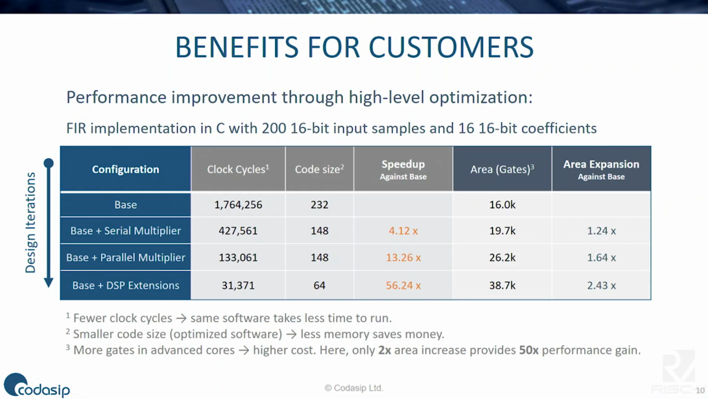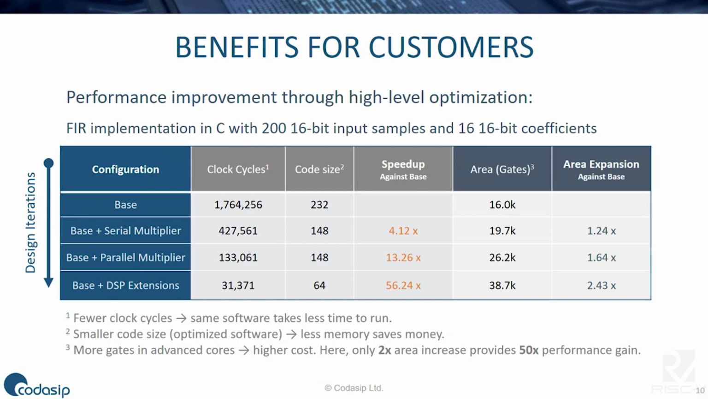Now here is the first use case I have. It's a table that shows the project that we did with Microsemi. So they had a FIR filter. They wanted to use RISC-V, and so we just said, okay, let's do some experiments. So we took a base BK3 processor IP that we have, and we ran the code on that. And we found out that we need like 1.7 million cycles to complete the computation, and the code size was more than 200K bytes in total.